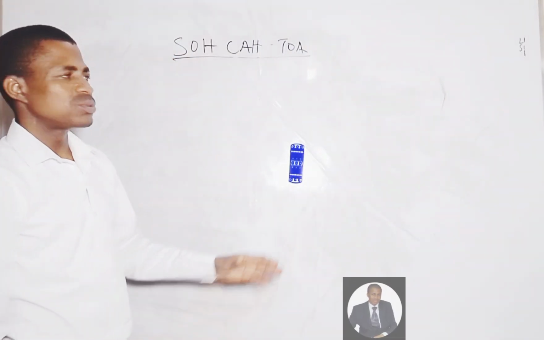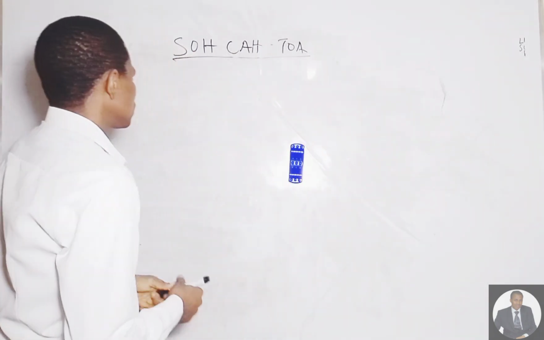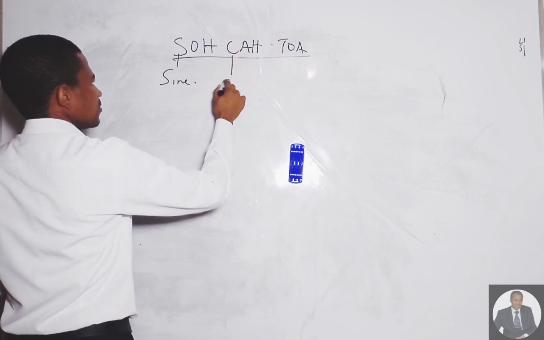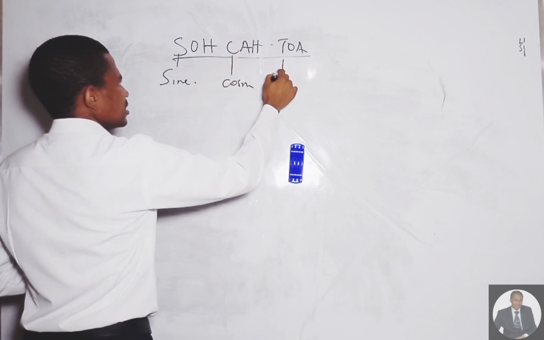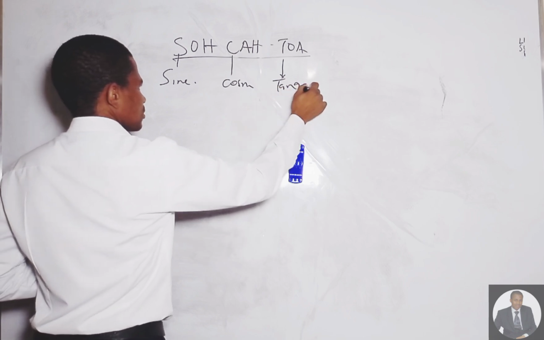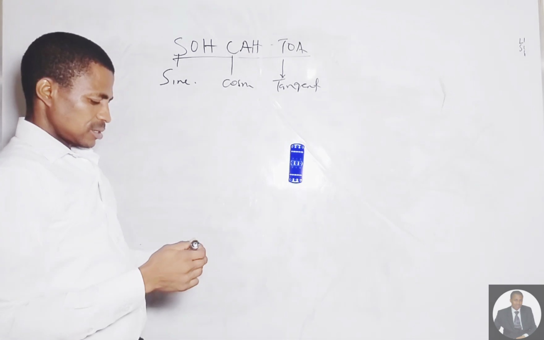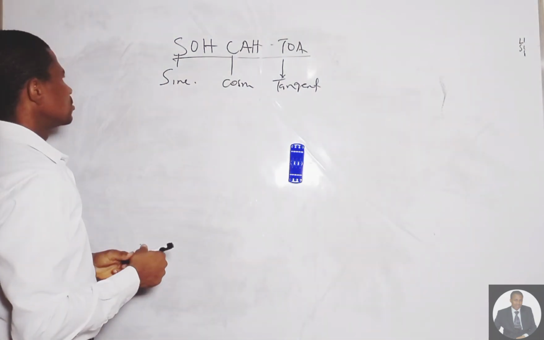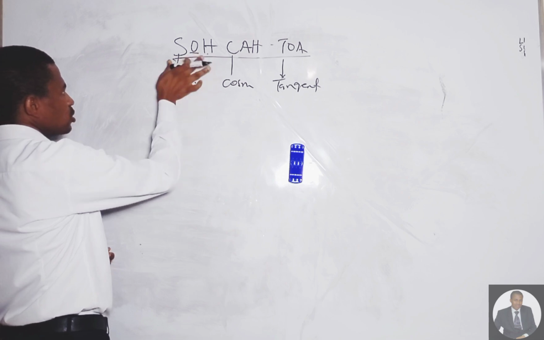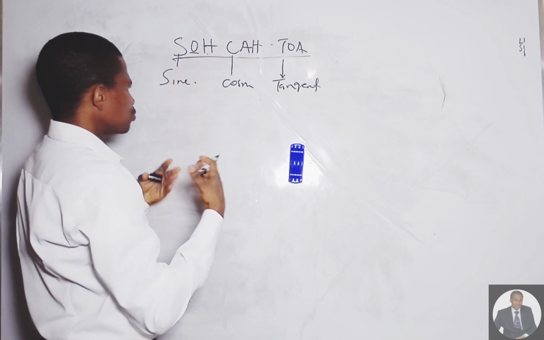Today's class will be dealing with SOHCAHTOA. SOHCAHTOA is an acronym, an abbreviation. S stands for sine, C stands for cosine, T stands for tangent or tan. Now, how do we apply sine? Sine in a right angle triangle means opposite over hypotenuse. So we call it SO for us to remember easily.